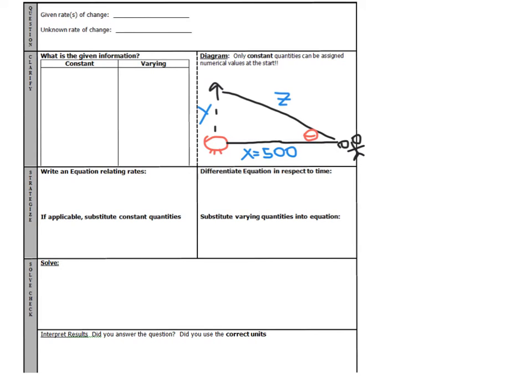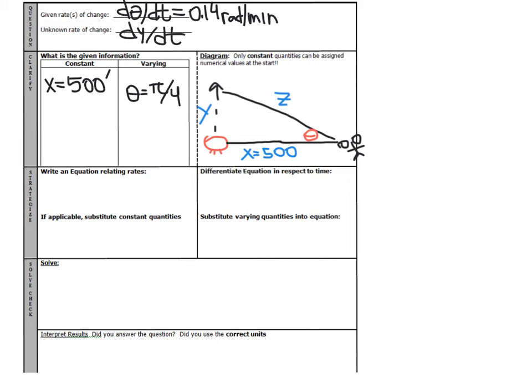Okay, so what is the given? We are given the change in the angle. So change in theta over change in time is equal to 0.14 radians per minute. Now what we don't know is the change in y over change in time. Let's see, constants. The constant is the guy sitting and watching this hot air balloon, so that's 500 feet. Varying is the rate of change of theta, and also the angle of how he's looking at the hot air balloon, which is pi fourth.